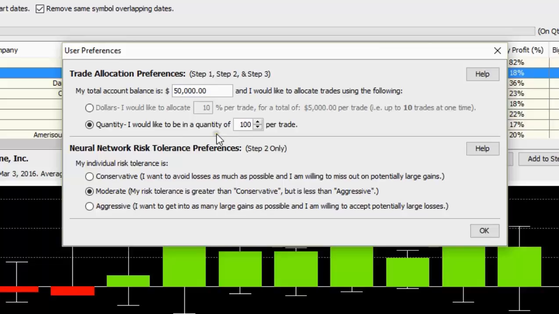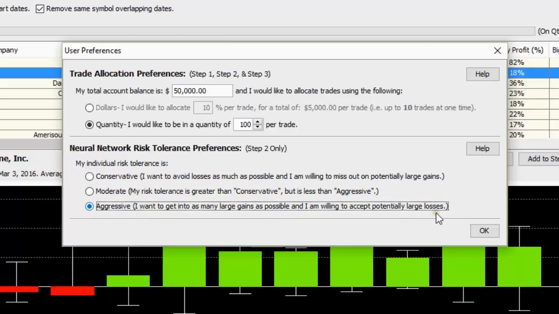The next section is the setting that controls our neural network's risk tolerance. My individual risk tolerance is, and this first one is conservative. I want to avoid losses as much as possible, and I'm willing to miss out on potentially large gains. The second one is moderate. My risk tolerance is greater than conservative but less than aggressive. Or the third one is aggressive. I want to get into as many large gains as possible, and I'm willing to accept potentially large losses.